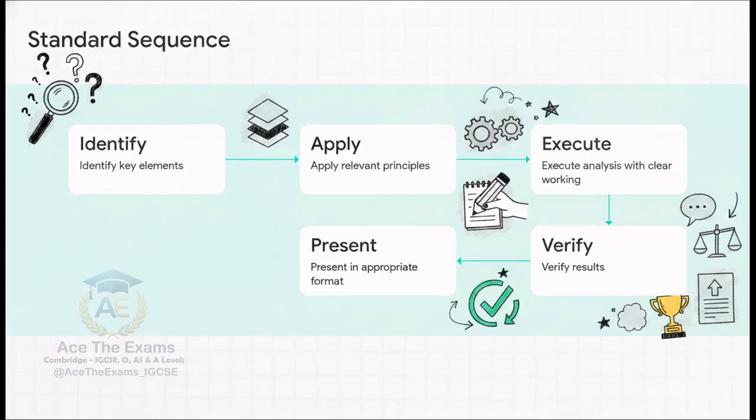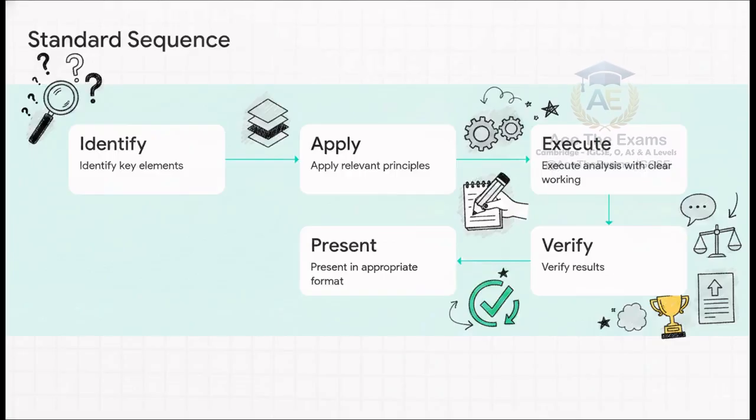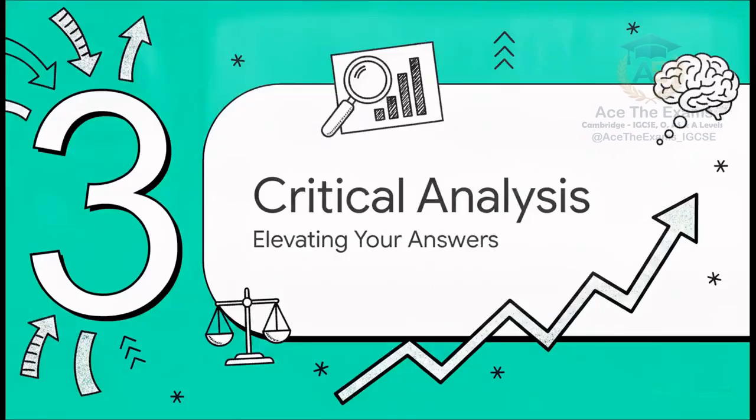Step 4, verify the results. Does your proposed layer change actually fix the problem in the scenario? And step 5, present your final answer in the proper format. If you follow this sequence, you are building an airtight, heavily fortified answer. You identify the target, you pick the right tool, you execute, you confirm, and you extract. Next up, Section 3, Critical Analysis, Elevating Your Answers.